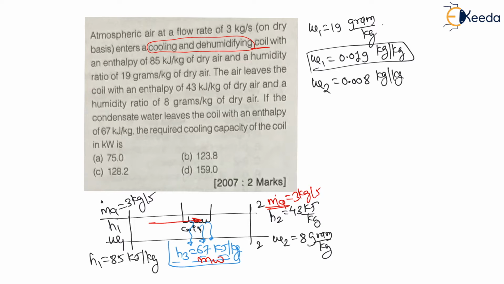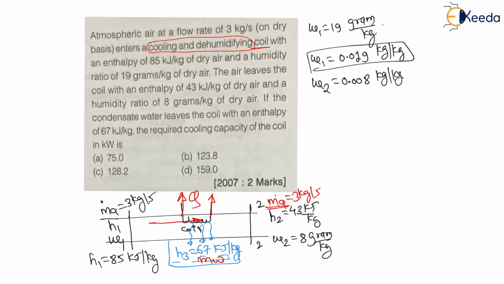Now read the question. The required cooling capacity of the coil in kilowatt is. Required cooling capacity means the heat removed from the coil. How much heat is removed from this coil? That is Q. Now my dear students, let us understand this question.